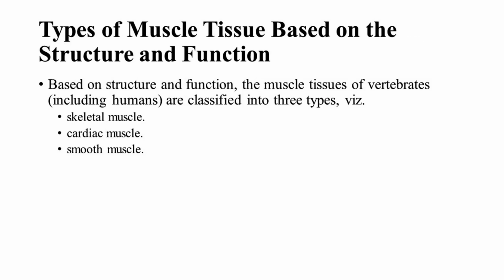Types of muscle tissue based on the structure and function. Based on structure and function, the muscle tissues of vertebrates, including humans, are classified into three types, viz. skeletal muscle, cardiac muscle, and smooth muscle.